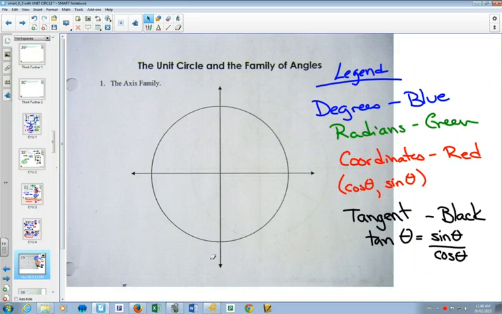Just wait for everybody to get their color code schemes together.